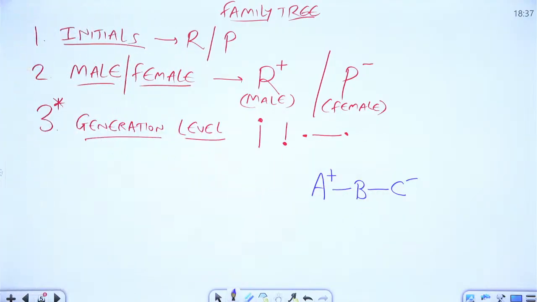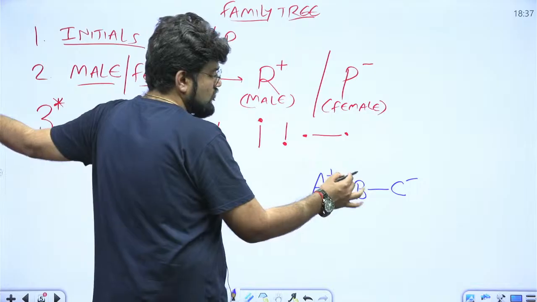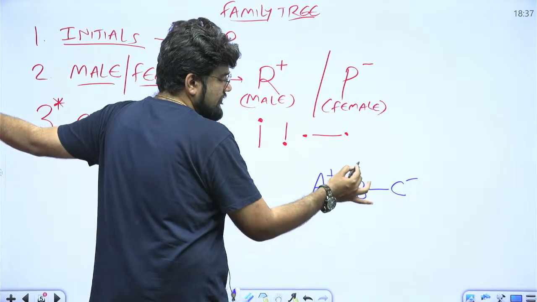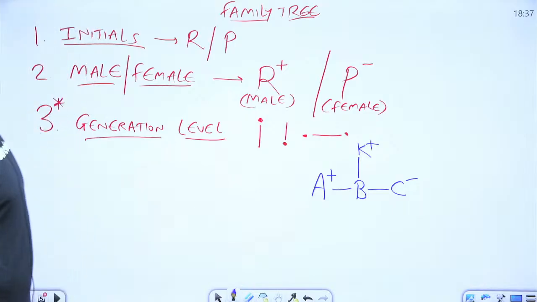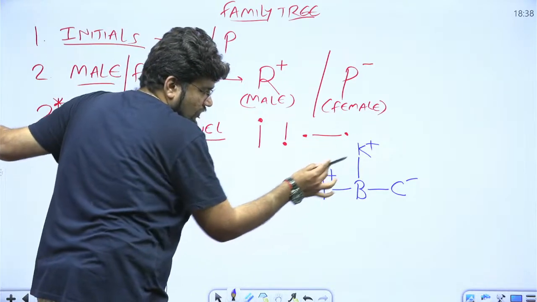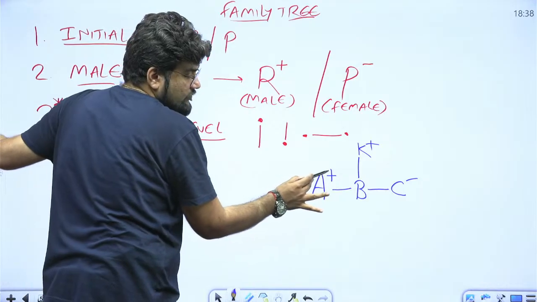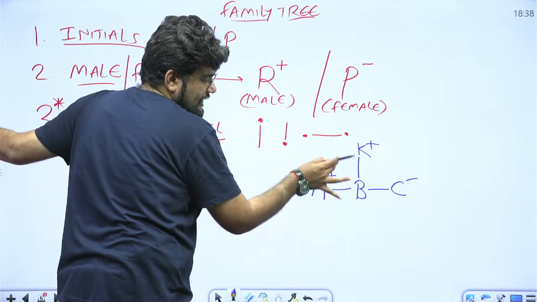Now the next one from here: K is the father of B. Father means the generation above. So from B we'll draw a line on top and write K. This implies K is the father of B. Now how is K related to A? Of course, if A is the brother of B and K is the father of B, K is also the father of A. It doesn't seem to be directly connected, but it is indirectly connected.